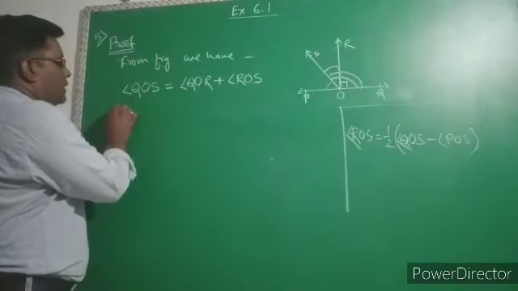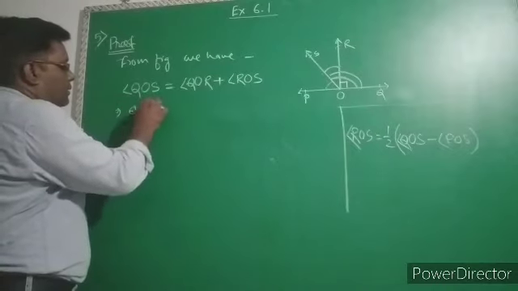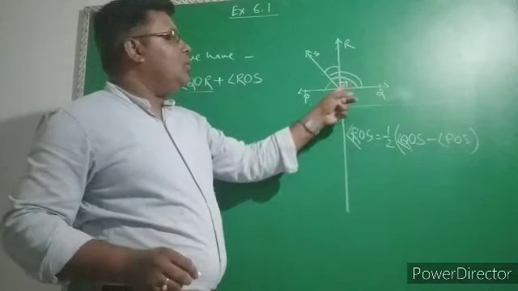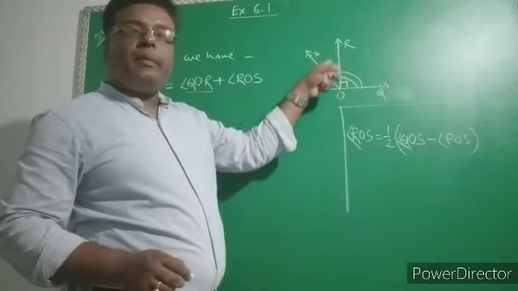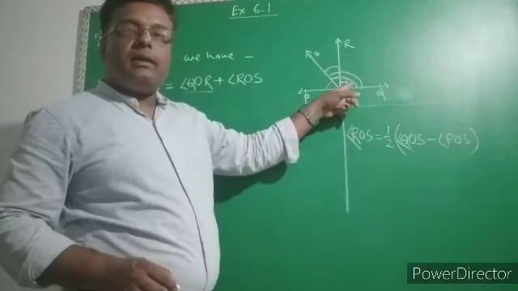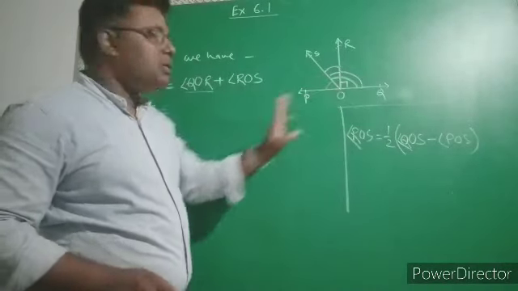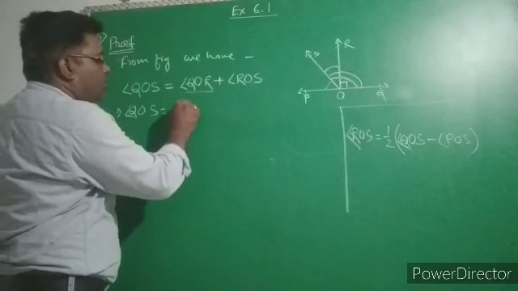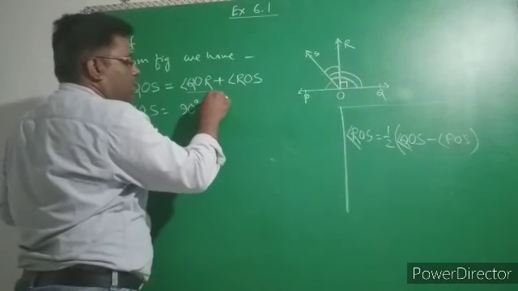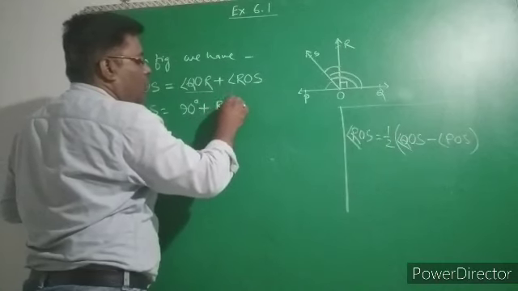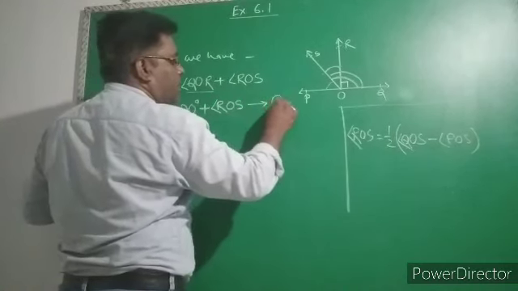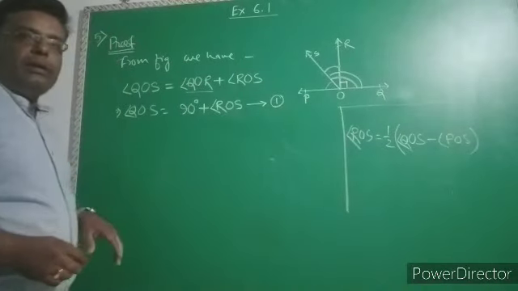Now this QOR, that is OR is perpendicular to PQ, that means this angle is equal to 90 degree. So in place of QOR, you can write 90 degree plus ROS, and give this as number 1.